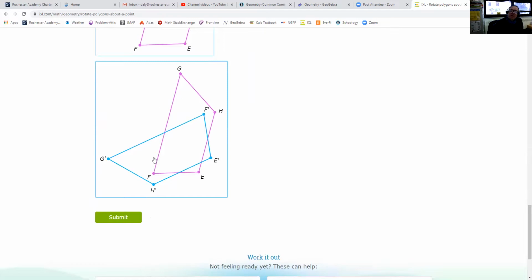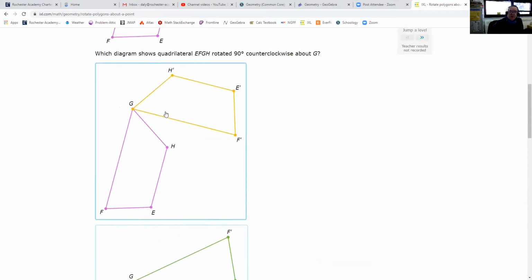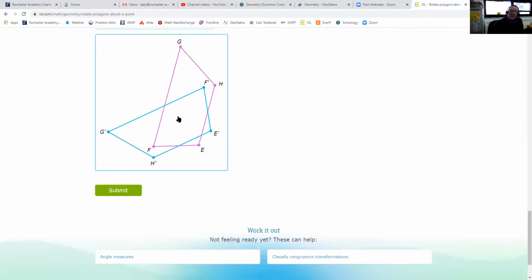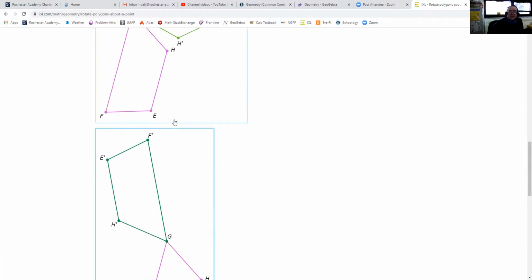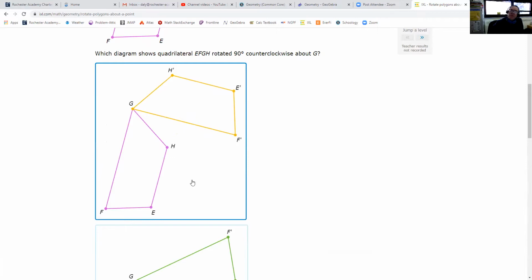And what can we say about this figure right here? Well, this is right out because we're rotating about G. So G should be in both of the quadrilaterals because the point is fixed if it's the center of the rotation. So notice that G is in both of the quadrilaterals in all three of these cases, but not in this one. So this is not our answer at all. So the answer we were looking for there is this one right here, which is the 90 degrees counterclockwise rotation.